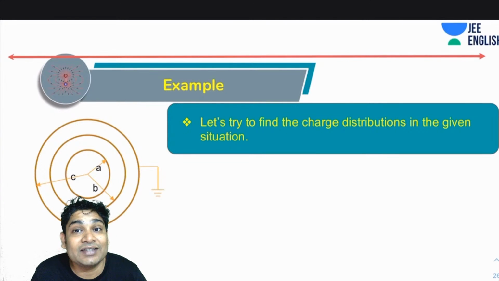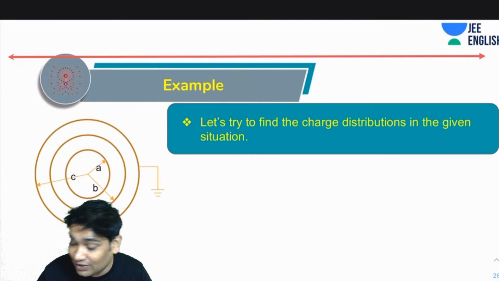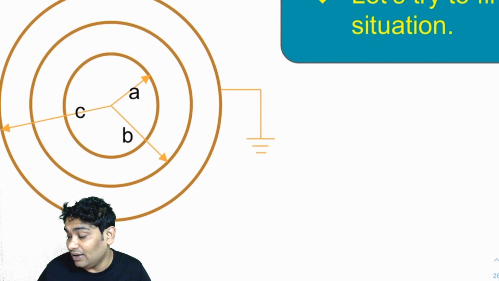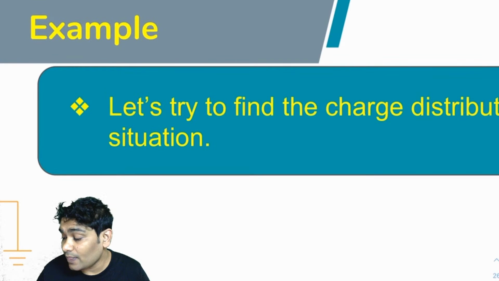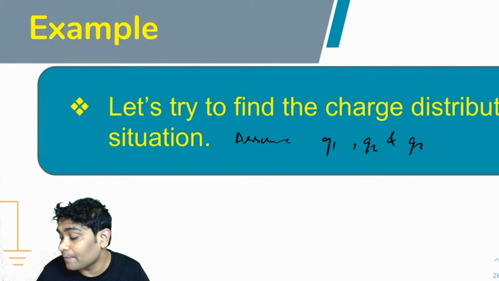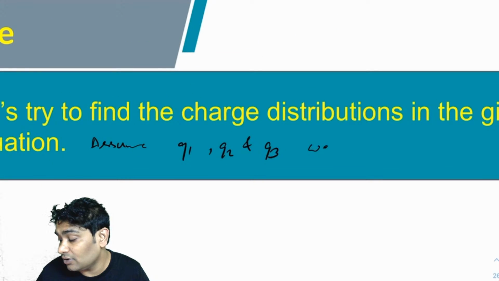So let's try to find the charge distribution in the situation given. You have this, and let's say you were given plus Q1. Assume Q1, Q2 and Q3 were initially provided to the three spheres.